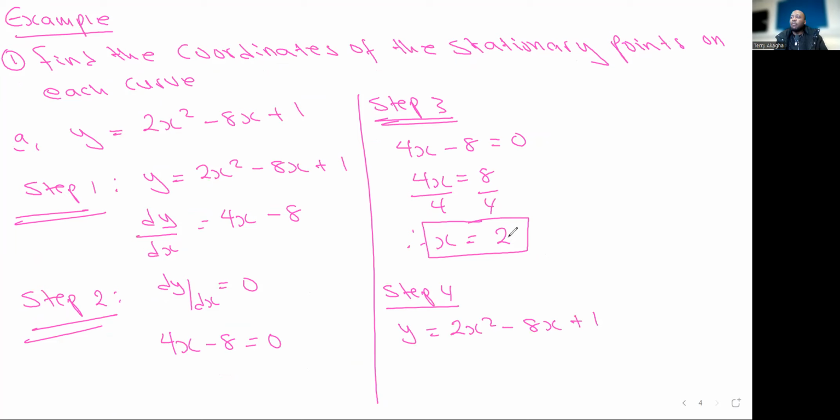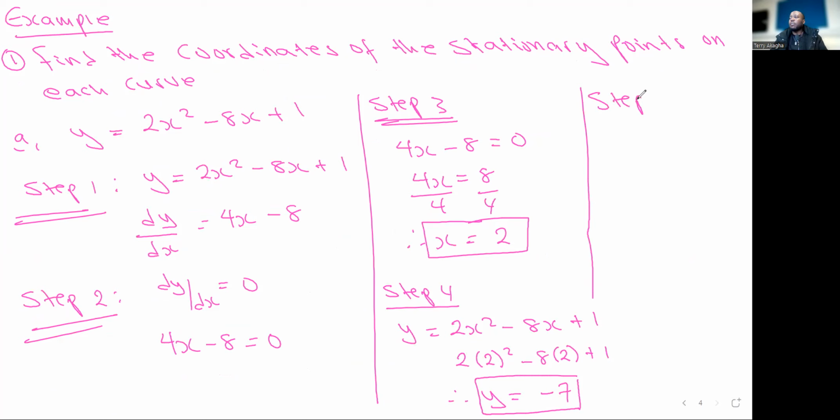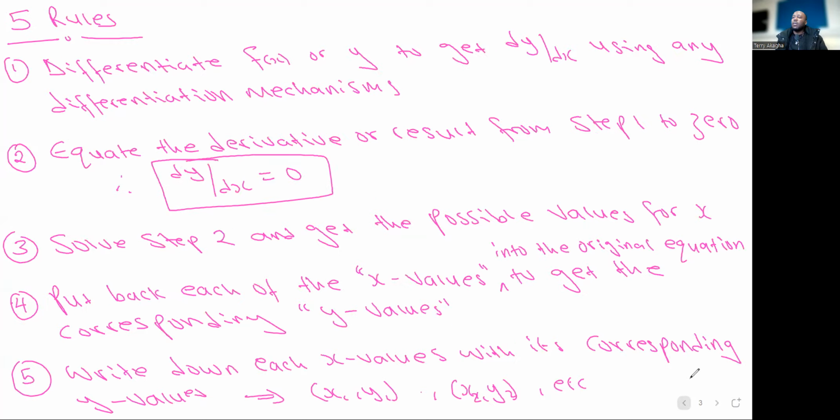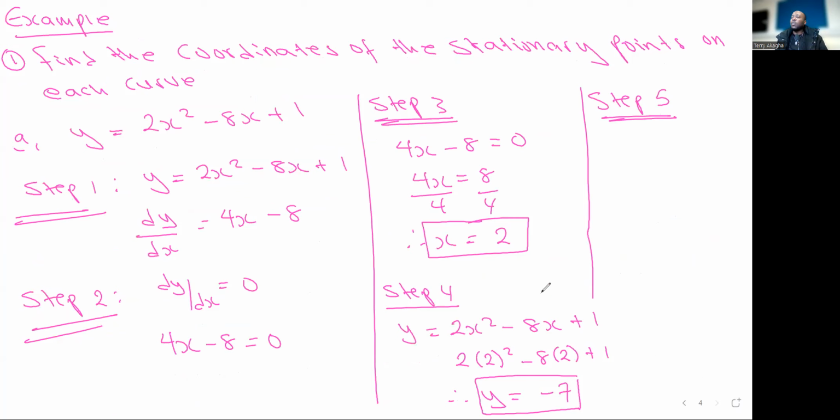Are you seeing it? Then we'll have to substitute x to be equal to 2 into this. It's going to give us 2 times 2 squared minus 8 times 2 plus 1. And therefore, the y is going to be equal to minus what? 7. So the y value at stationary point is minus 7. Then we can now have step 5. We have to write down each x value with the corresponding y value. So the coordinates are going to be 2 and what? Minus 7. So this is the coordinate at stationary point. Okay. That is the coordinate at stationary point.